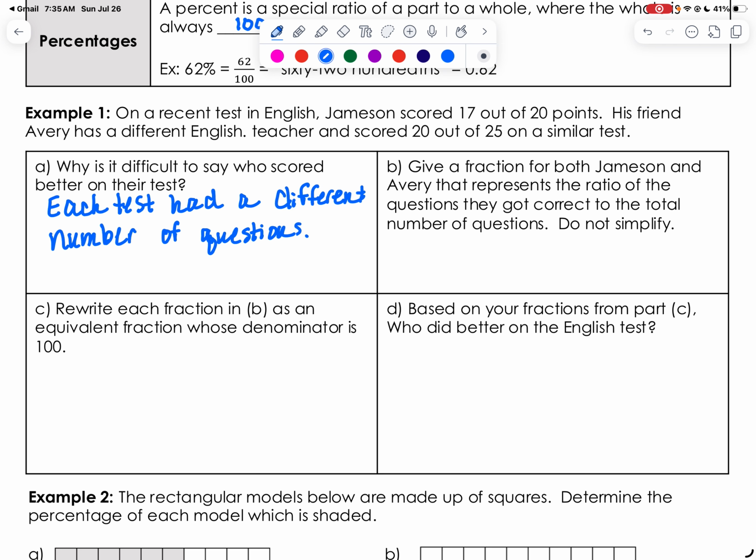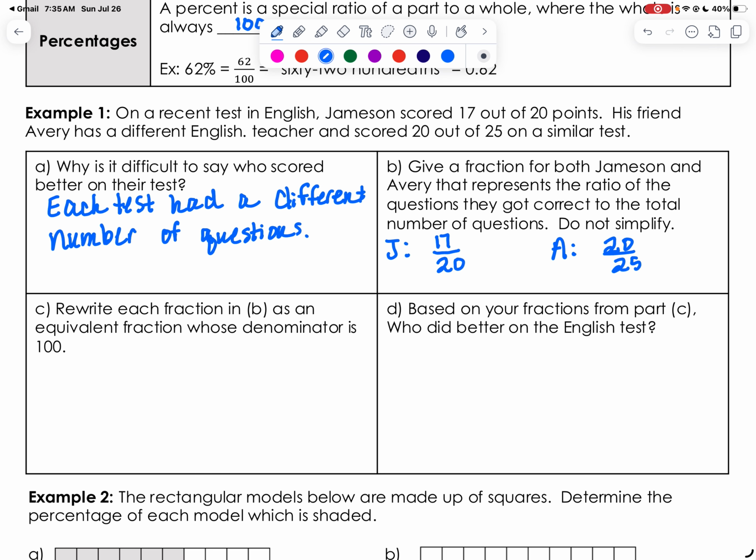Part B. Give a fraction for both Jameson and Avery that represent the ratio of the questions they got correct to the total number of questions. Do not simplify. So Jameson, he got 17 out of 20 questions right. Avery got 20 out of 25 questions correct.